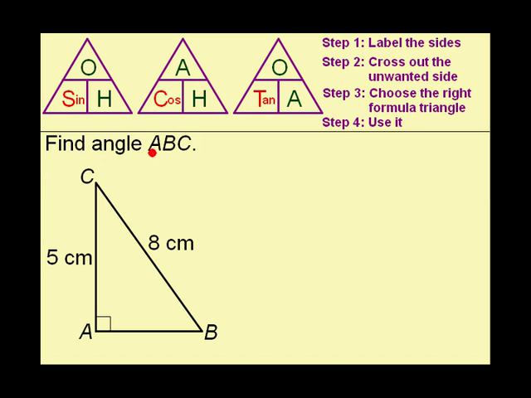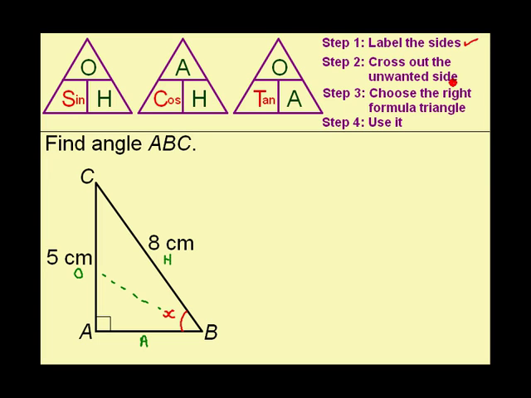So the first thing is to find which angle this is. ABC is this one here, so I label it with my X. Now I follow my 4 steps. I start by labeling the sides. So opposite the angle is O, the longest side is H, and the other one is A.